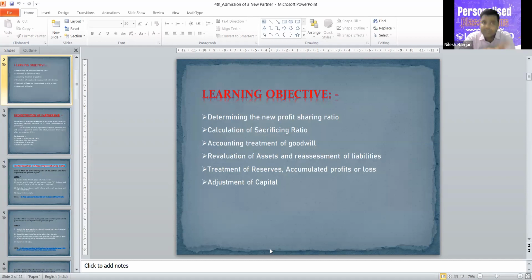He has some rights because he is also paying the money. So he can say that if I'm paying 2 lakh rupees for a 1/4 share, then the total capital should be 8 lakh, because I'm paying for one share in 4 shares.